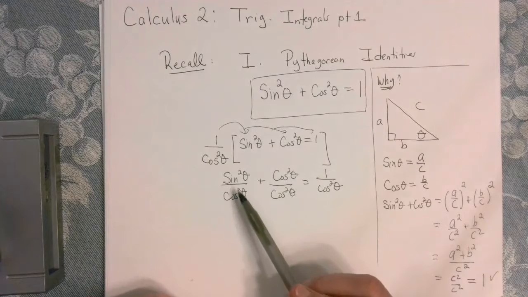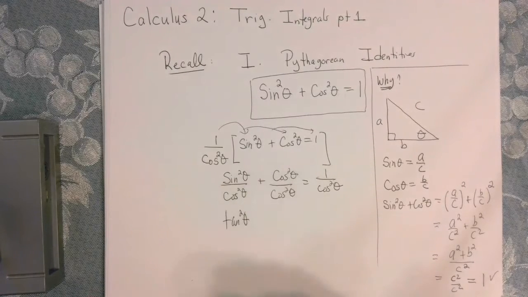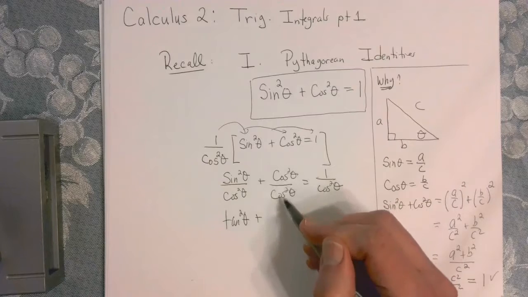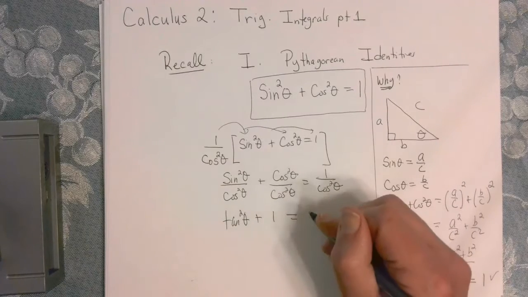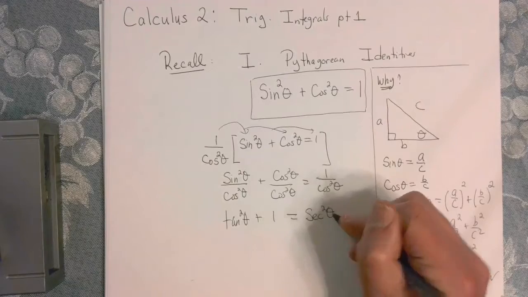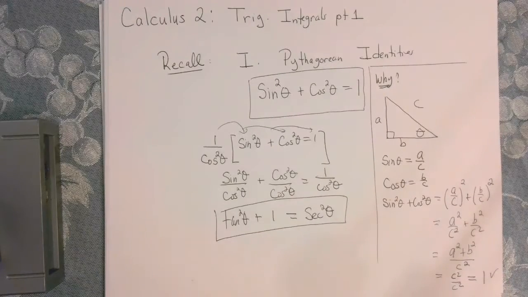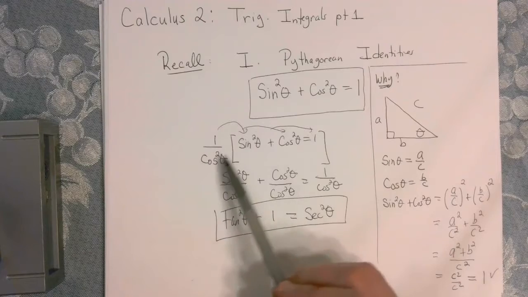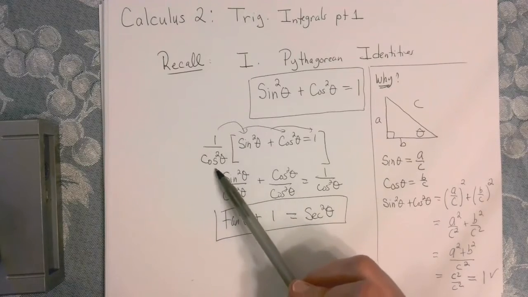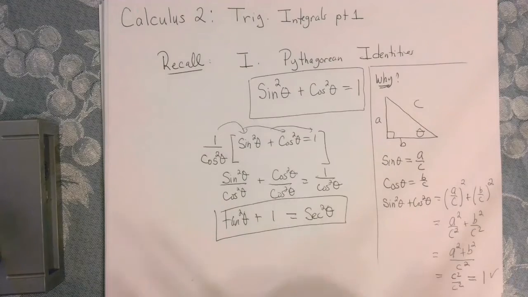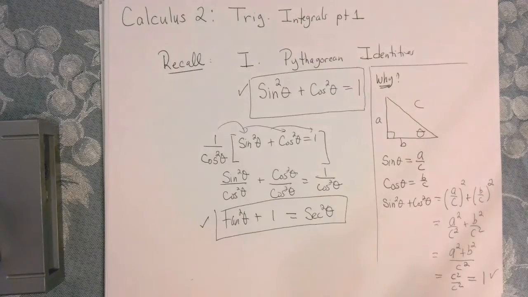But we know that sine squared of theta over cosine squared of theta is exactly tangent squared of theta. Well, cosine over itself, that's going to give me 1. And then 1 over cosine squared is exactly secant squared of theta. So that's going to give me another identity. I could actually take this method, and instead of multiplying by 1 over cosine squared, I could multiply by 1 over sine squared, and that would give me yet another identity. But for this lecture, we'll just need this and this.